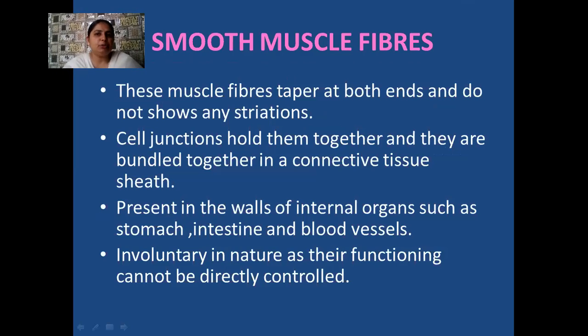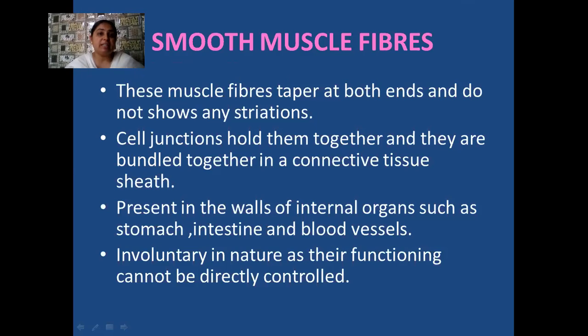So children, smooth muscle fibers, as the name itself indicates, lack striations or any kind of characteristic designs present over their surface. According to their structure, they are tapered at both ends, that is, they have tapering ends at their anterior position as well as at their posterior position. They are fusiform in shape. They do not have any kind of striations, as I have already discussed.